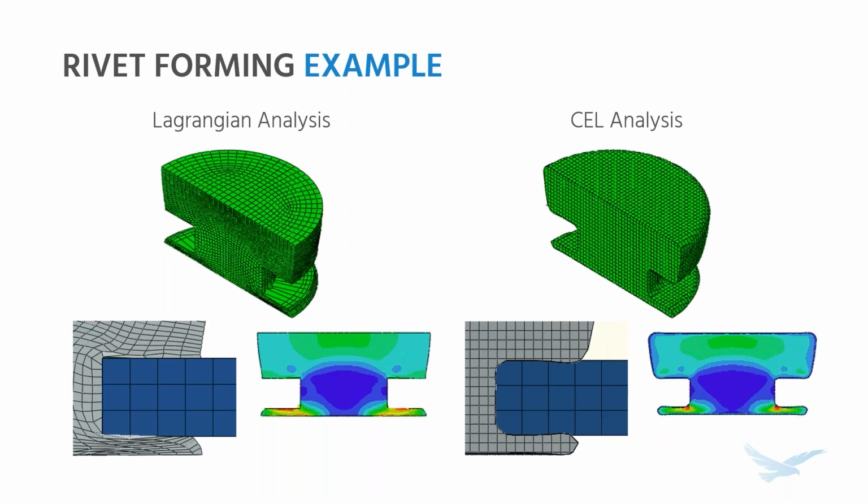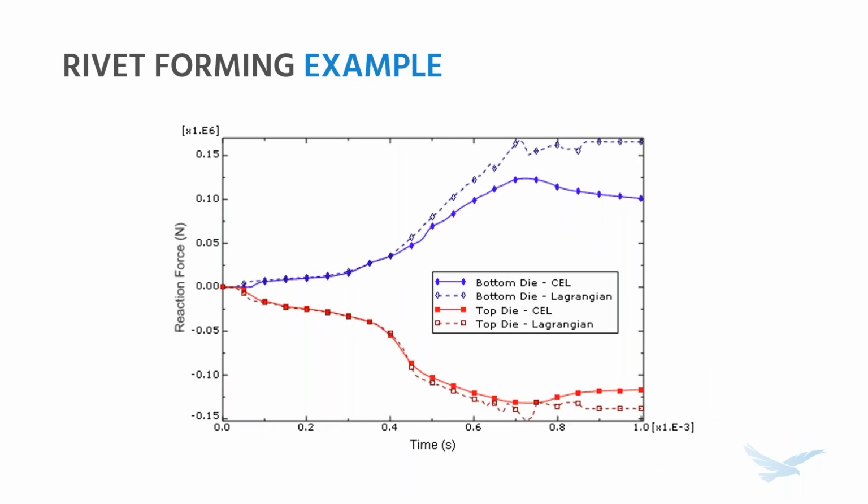And a great way to see this is to take a look at the reaction forces on the top and bottom dies. At the start of the analysis, when the deformations aren't so extreme, before we have a lot of distortion and before things get stuck on that sharp corner, they actually match up really, really well. It's only later on in the analysis that the Lagrangian approach gets a little bit noisy and we can see that the CEL is a bit more accurate. Now, all this accuracy does come with a price. The CEL run here took about 5 times as long as the Lagrangian approach.